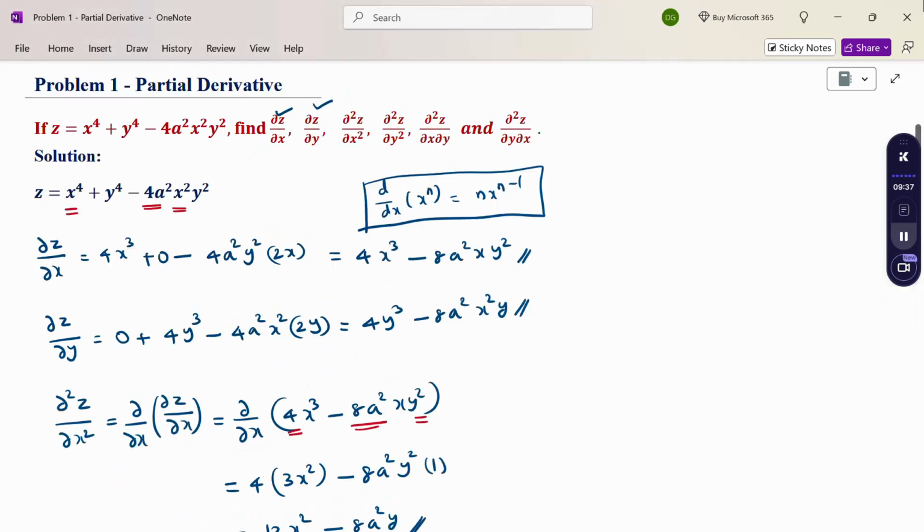So this is a partial derivative problem. Now we have completed ∂z/∂x, ∂z/∂y, ∂²z/∂x², ∂²z/∂y², ∂²z/∂x∂y, and then ∂²z/∂y∂x. So this is our final answer.